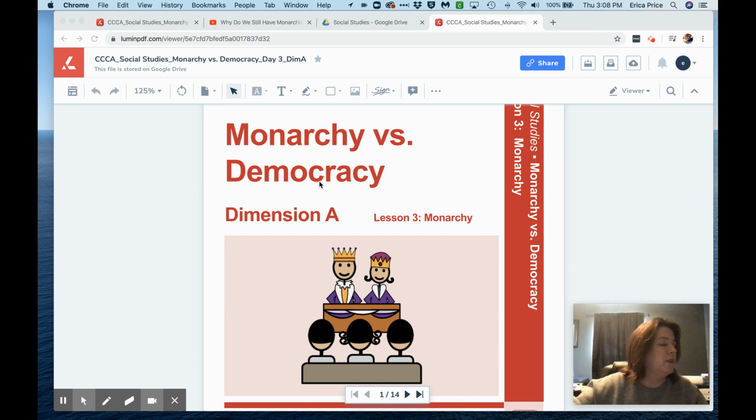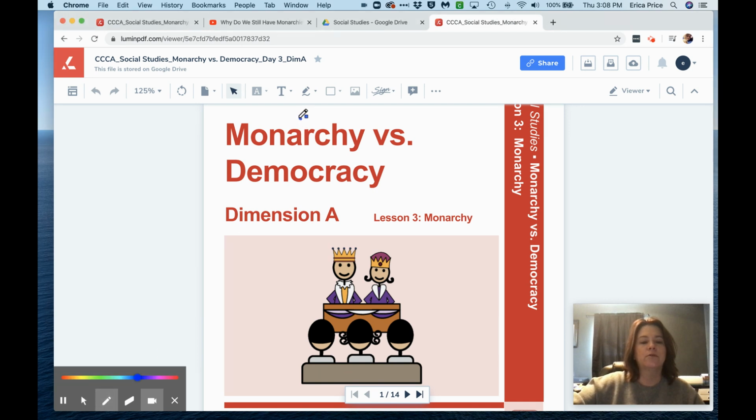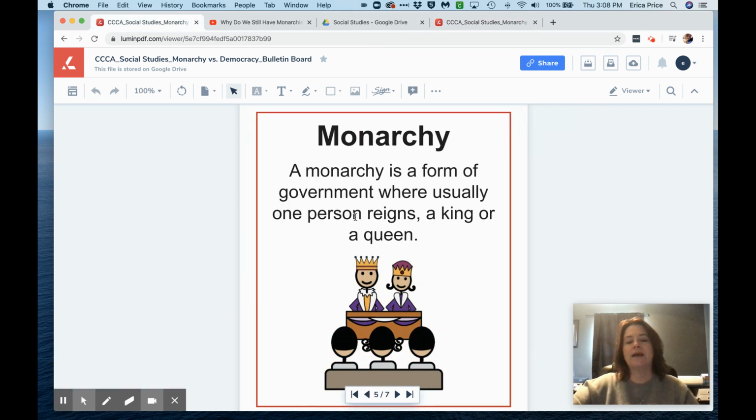Last unit, all we did was look over all of our vocabulary words. We talked about them, we answered some questions, and we watched a couple of short video clips to help us understand the difference between a monarchy and a democracy. Today, we're going to focus on one of those words: monarchy. So that's what this unit's going to be over. Therefore, let's go back and revisit our vocabulary word.